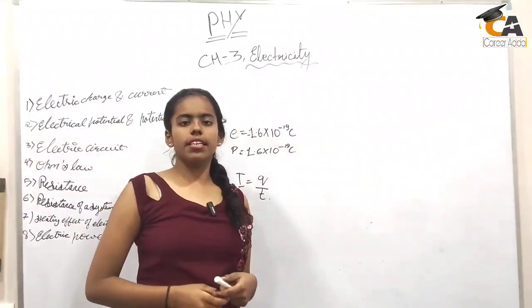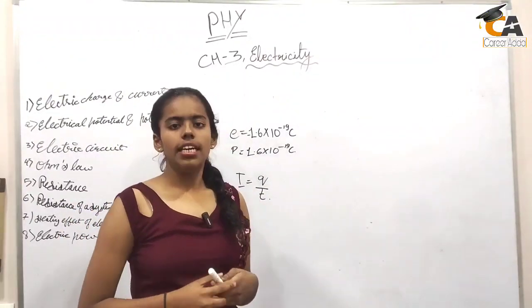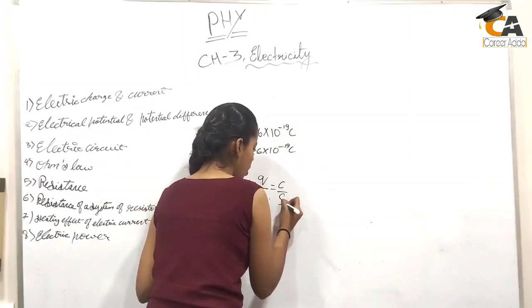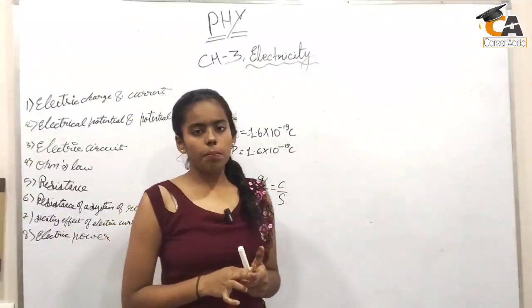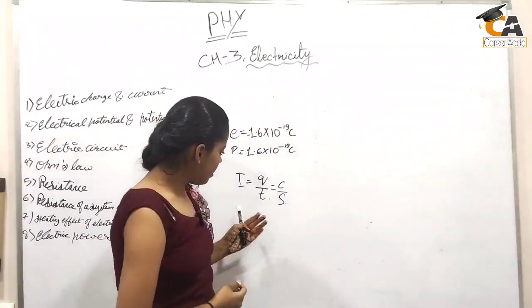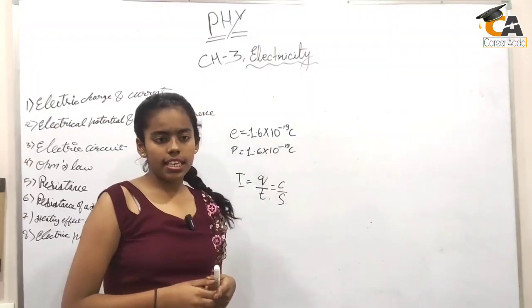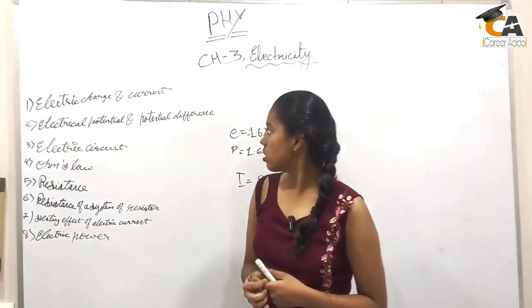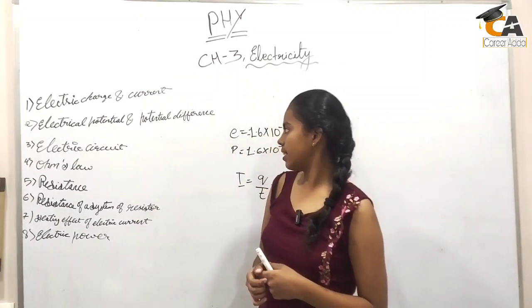So its SI unit is ampere. It comes from the unit coulomb per second. Coulomb per second is another unit of electric current. Its SI unit is ampere, and this was all about electric current.